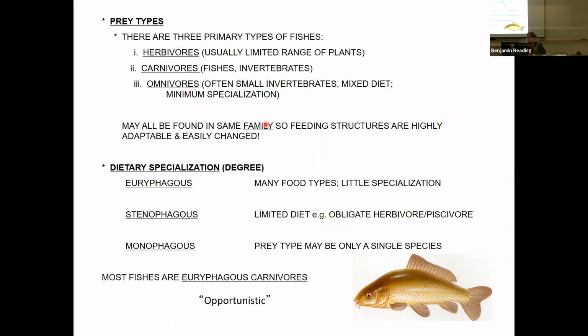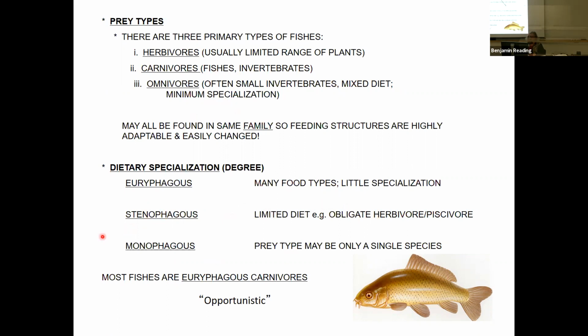For instance, only being a piscivore. It only eats other fish. That's kind of stenophagous. Or it only eats a certain type of plant. And then we have what's called monophagous. The prey is only maybe a single species, so very restricted.